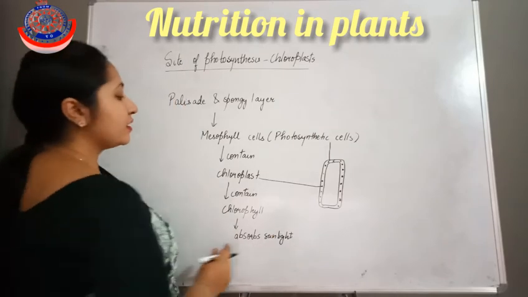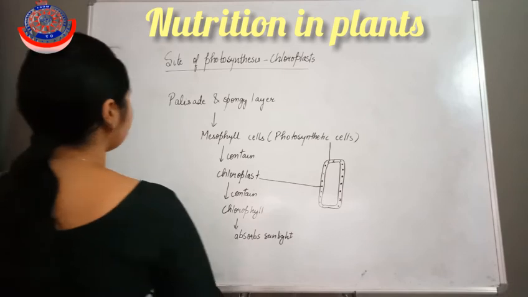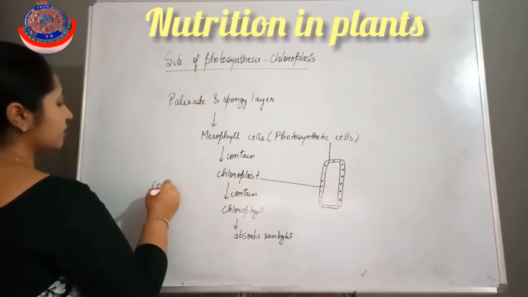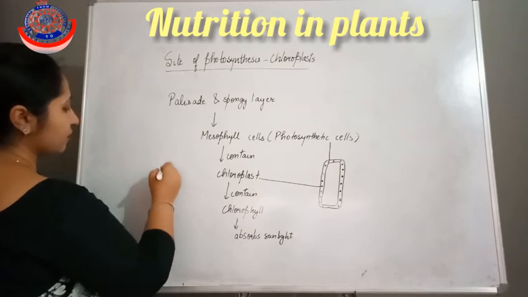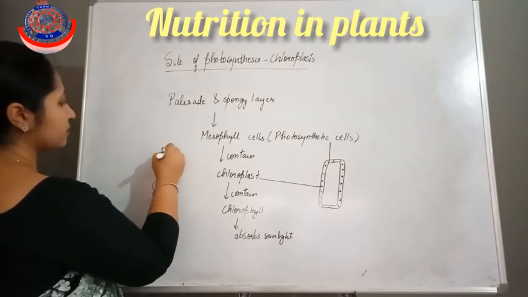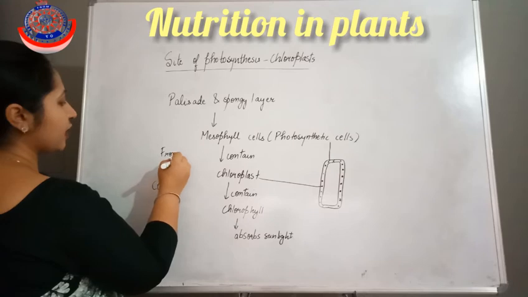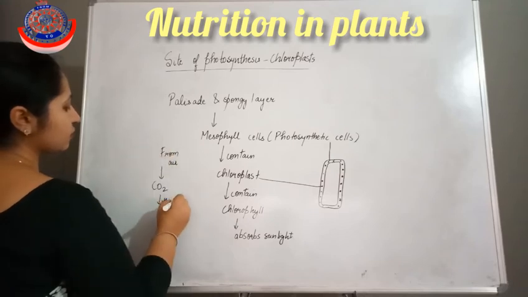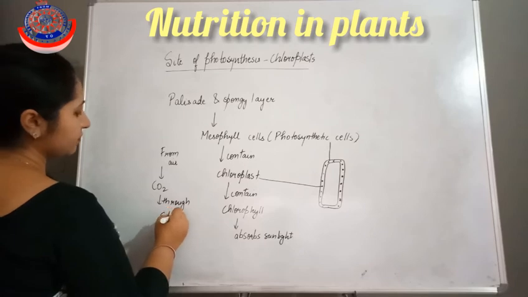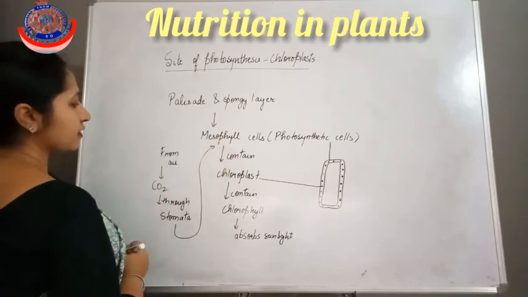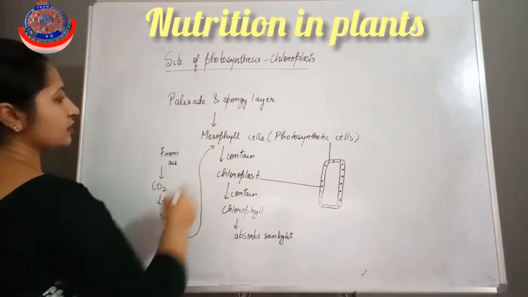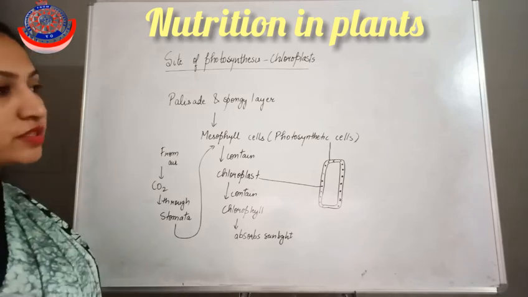Okay, next is carbon dioxide, CO2. It will be taken up from the atmosphere, from the air, through stomata, and it enters the mesophyll cells through the diffusion process.